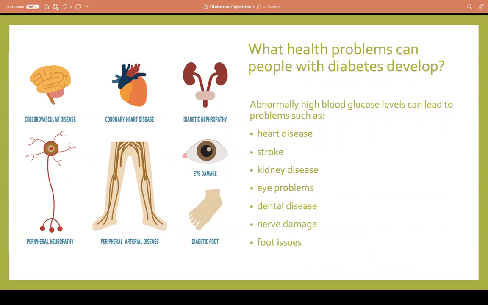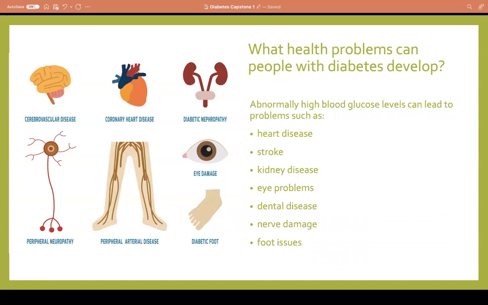I currently have a roommate whose father has type 2 diabetes, and he recently had eye surgery because he was starting to lose vision due to his diabetes, and he has also had to amputate one of his toes due to the diabetes disease as well.